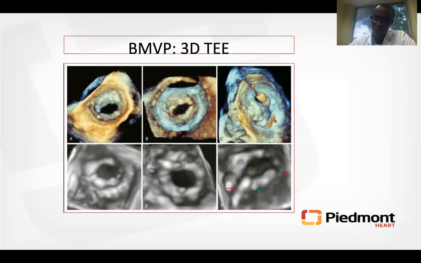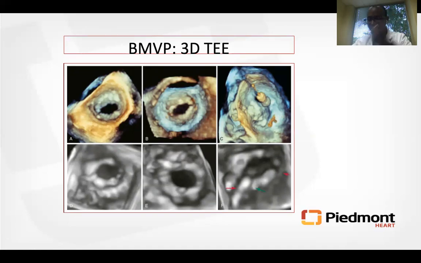If you look at the third row here, you can see that the commissures, which is the closure line of the valve, is actually cracked. So that is called commissurotomy. But here at the green arrow, the valve leaflet was also lacerated. That is not intentional, and you don't want to do that.